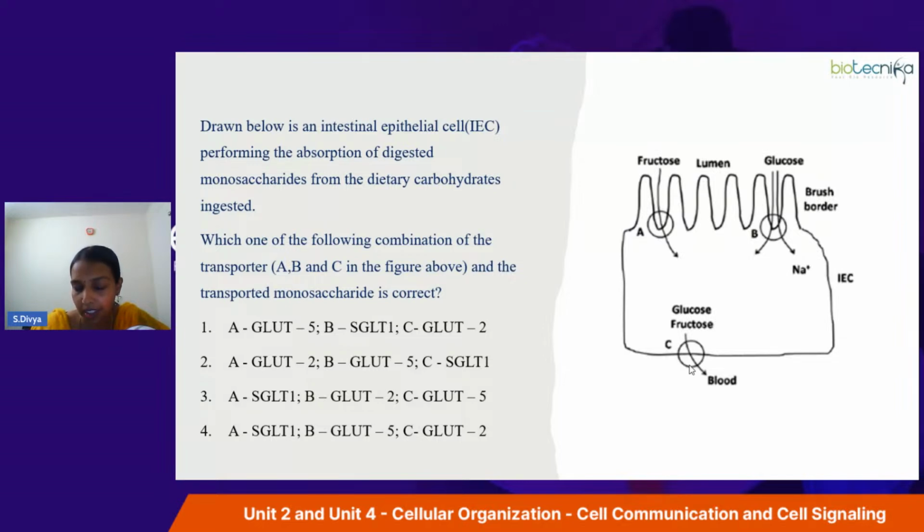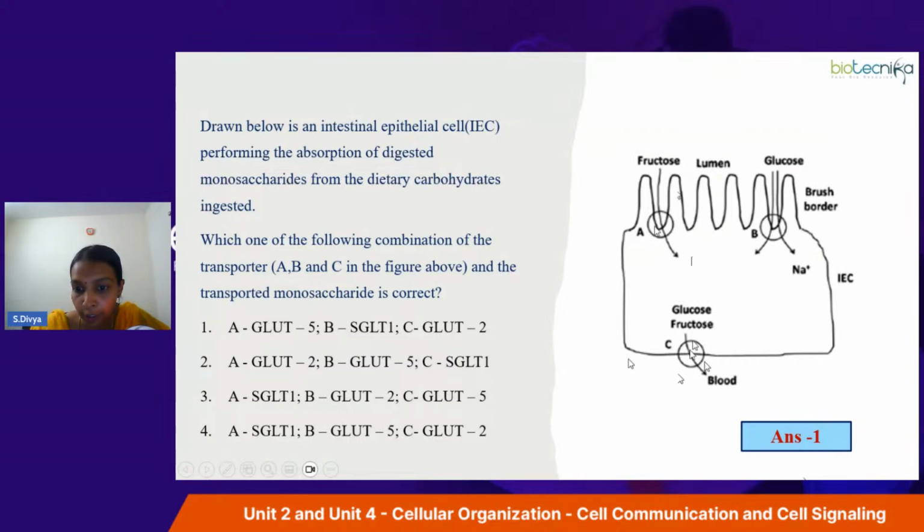Yes. I can see some of you have given incorrect answers. No issues. See, why did you go wrong? I'll explain. The correct answer over here is answer 1. That is, A indicates GLUT5, the fructose transporter. Do you remember, everyone? So that becomes your GLUT5.